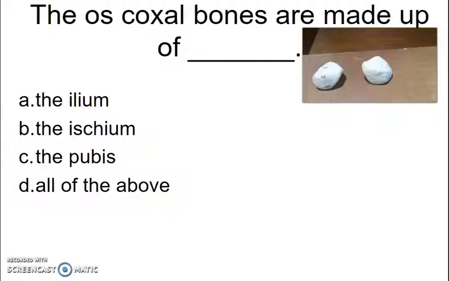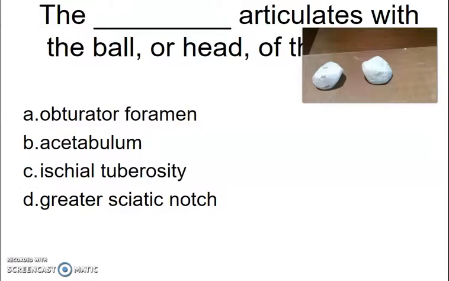Thank you. Let's ask some questions in 2 minutes. The os coxa is made up of what bones? It's all three of them, so D, all of the above. The blank articulates with the ball or head of the femur. So remember, it's the one I like saying, acetabulum.